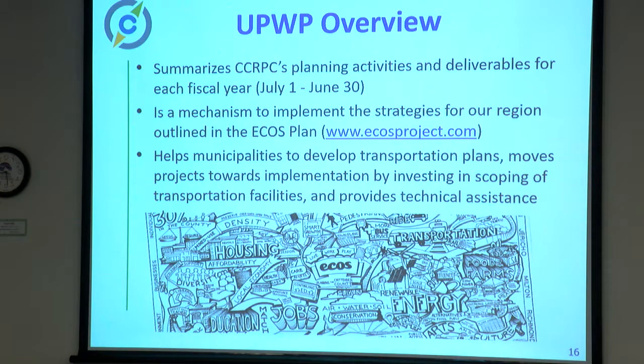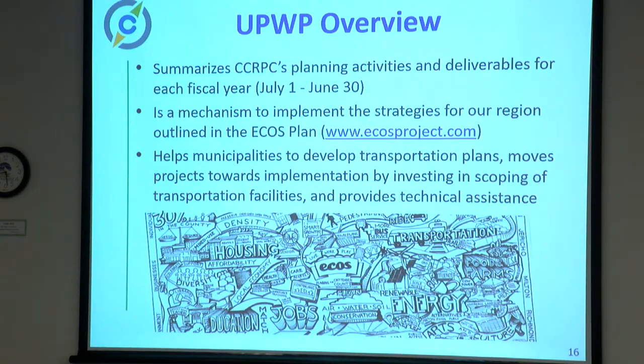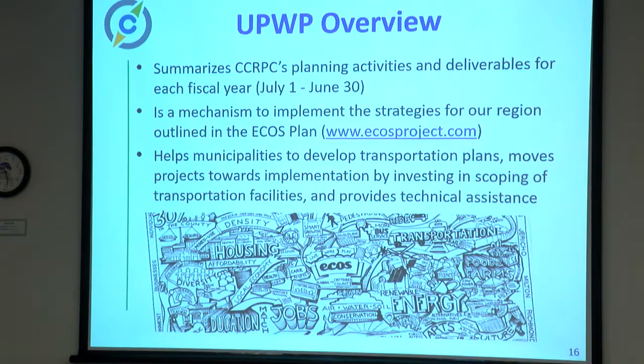We solicit projects from the municipalities that we represent. I'll get to the process in a minute. But it's basically how we implement the adopted vision, goals, and strategies of the ECOS plan. All the committees come together, the board comes together, adopts the ECOS plan, which includes the MTP. And so the UPWP is the way that we identify projects on how we're going to ultimately achieve those livable communities that we all strive for. You can see this nice giant poster that we developed as part of the ECOS plan back here. But like I said, we're trying to develop those plans and move projects ultimately towards construction.